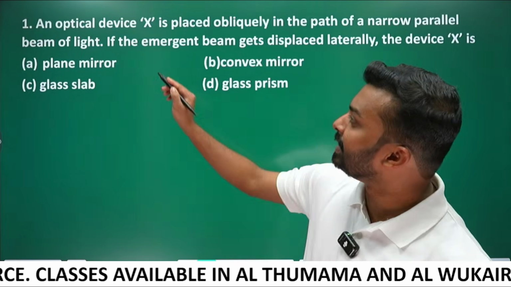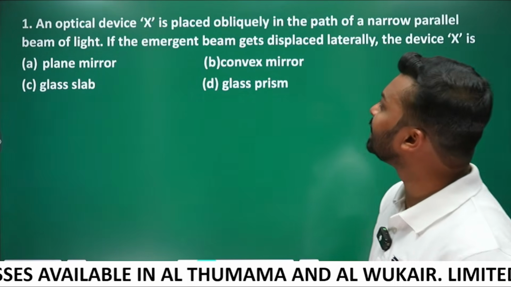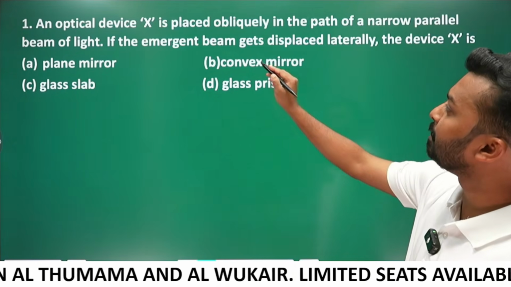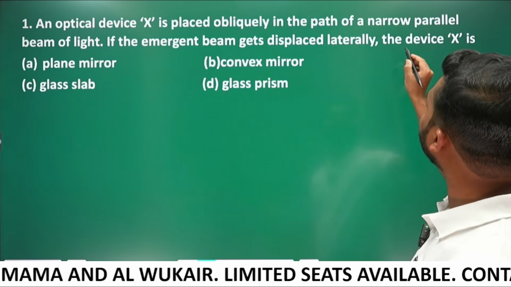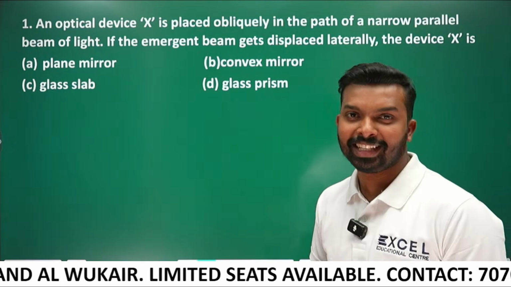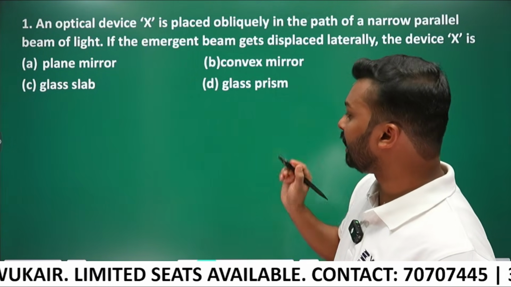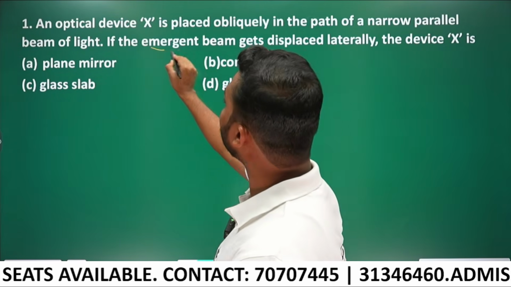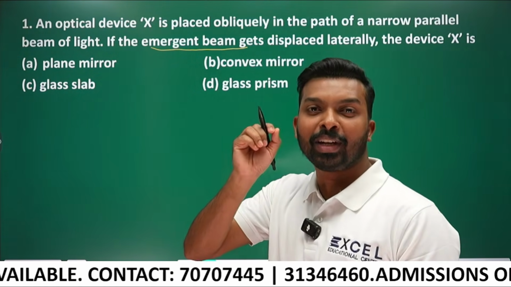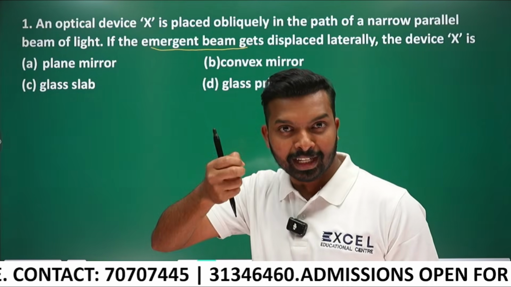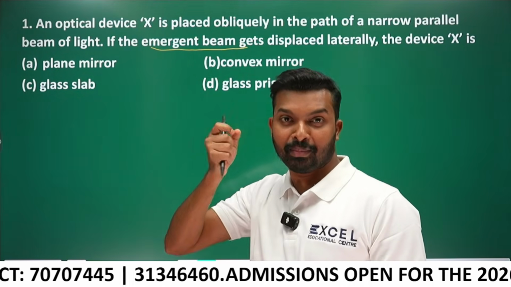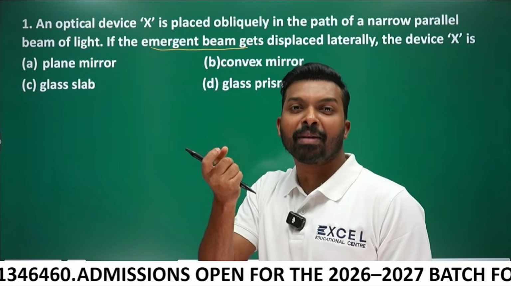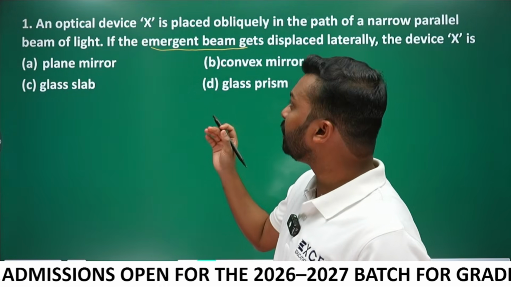So the first question is here. An optical device X is placed obliquely in the path of a narrow parallel beam of light. If the emergent beam gets displaced laterally, the device X is dash. From this particular question itself you can understand one thing. It is given that it is the emergent beam of light, so it is passing through a particular medium. Here it is an optical device. It can be a glass slab, it can be a prism, it can be a lens, whatever, right? So we have to find what it is.